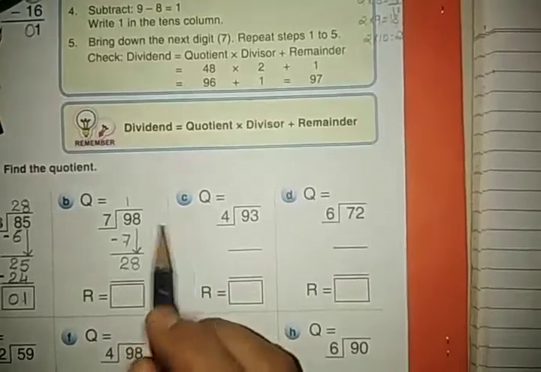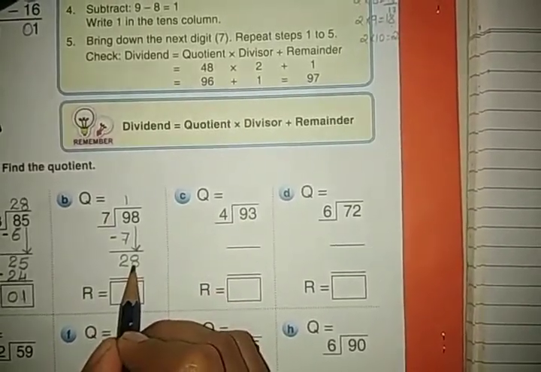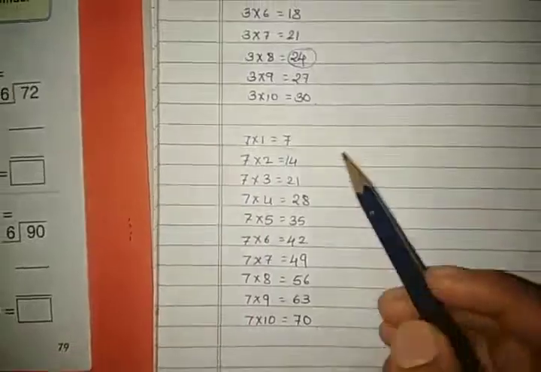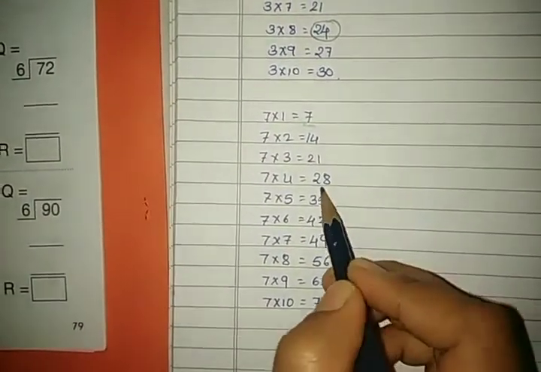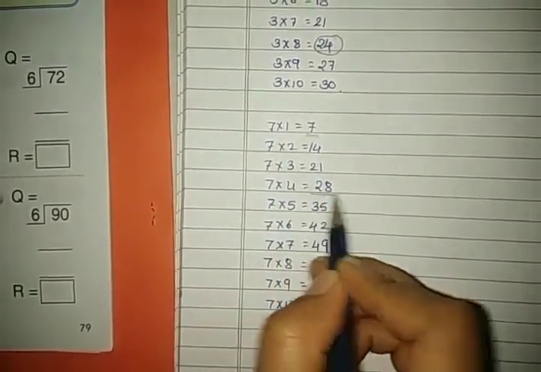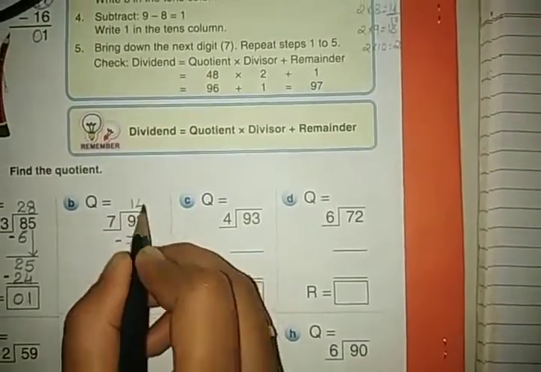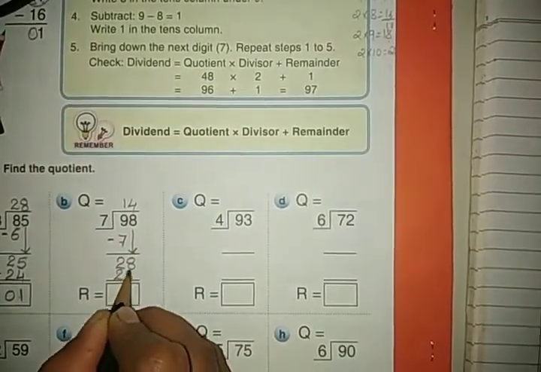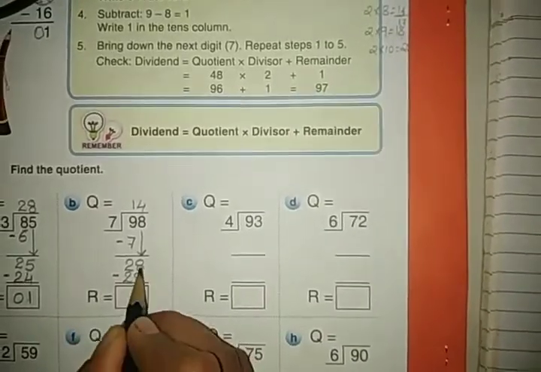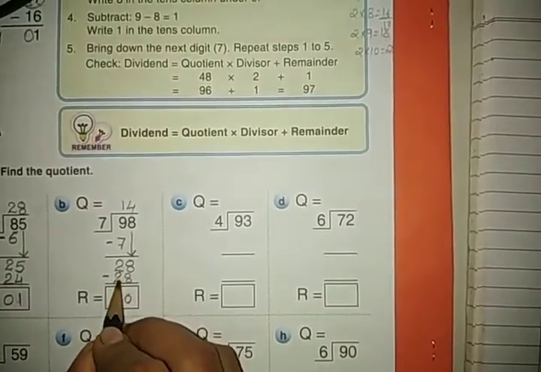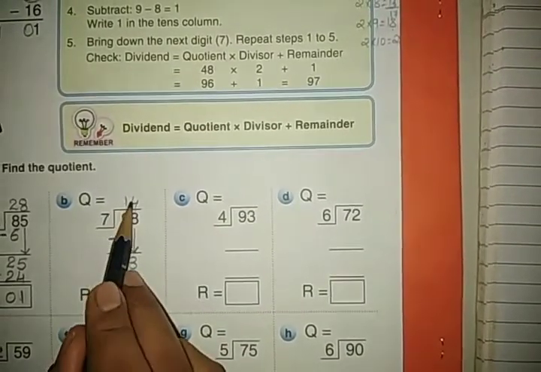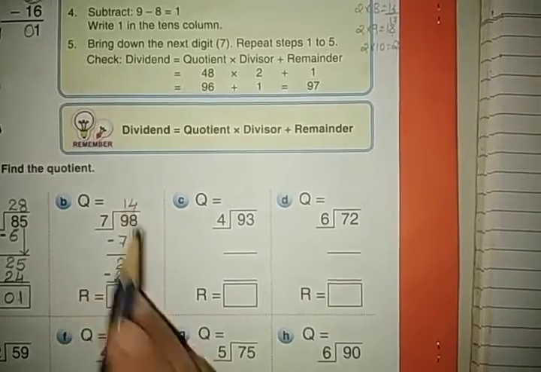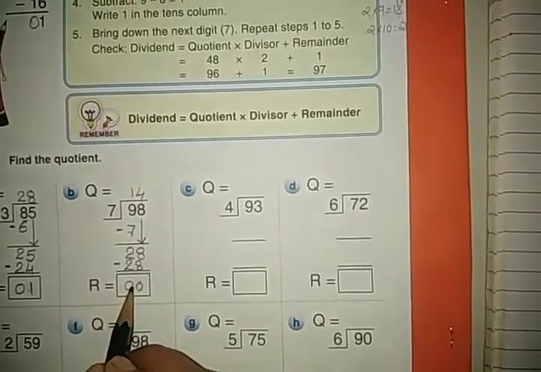Check whether 28 is in the 7 table or not. See, this is the 7 table. 28 is there. That is 7 4s are 28. Write that here. 7 4s are 28. And subtract now. 8 minus 8 is 0. 2 minus 2 is 0. Your answer is 14. The quotient is 14 and the remainder is 0.